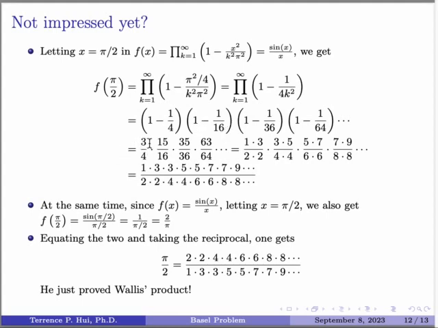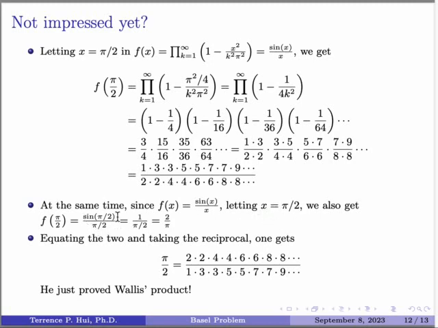The bottom, right? Now look at the top. 3, 15, 35, 63. They are 1 times 3, 3 times 5, 5 times 7, 7 times 9, and so on. The bottom, 4, 16, 36, 64 is 2 times 2, 4 times 4, 6 times 6, 8 times 8, and so on. Now you put them together: 1, 3, 3, 5, 5, 7, 7, 9, dot, dot, dot, over 2, 2, 4, 4, 6, 6, 8, 8, dot, dot, dot. Right? So that's just f of pi over 2. But f of x is also sine x over x. So when you use sine x over x, what happens when you plug in x equal to pi over 2?